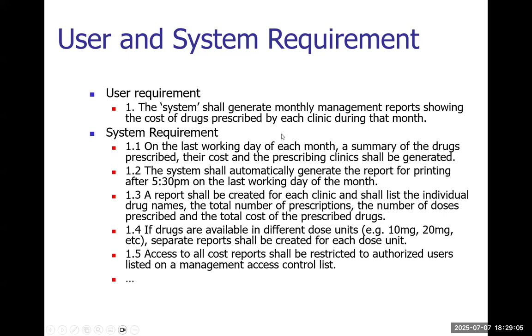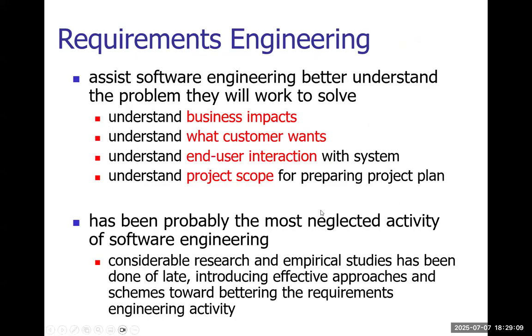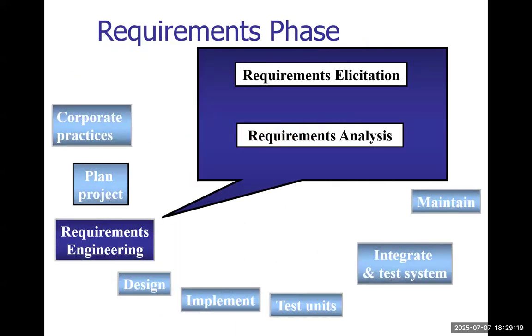So requirement engineering is a very important step. However, it is the most neglected activity of software engineering, even though it is actually very important. In the requirement phase, there are two phases. One is requirement elicitation, and the other is requirement analysis. These two actually go back and forth.